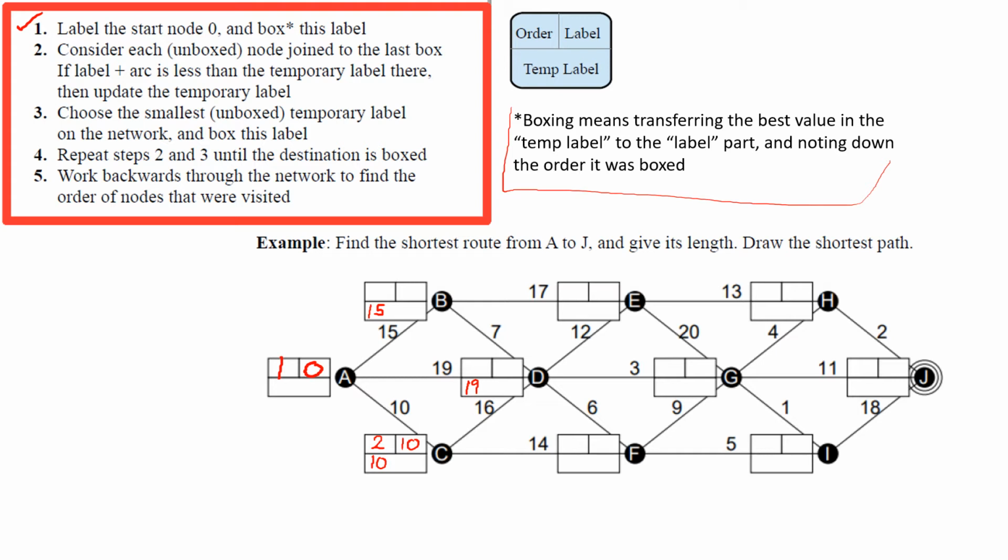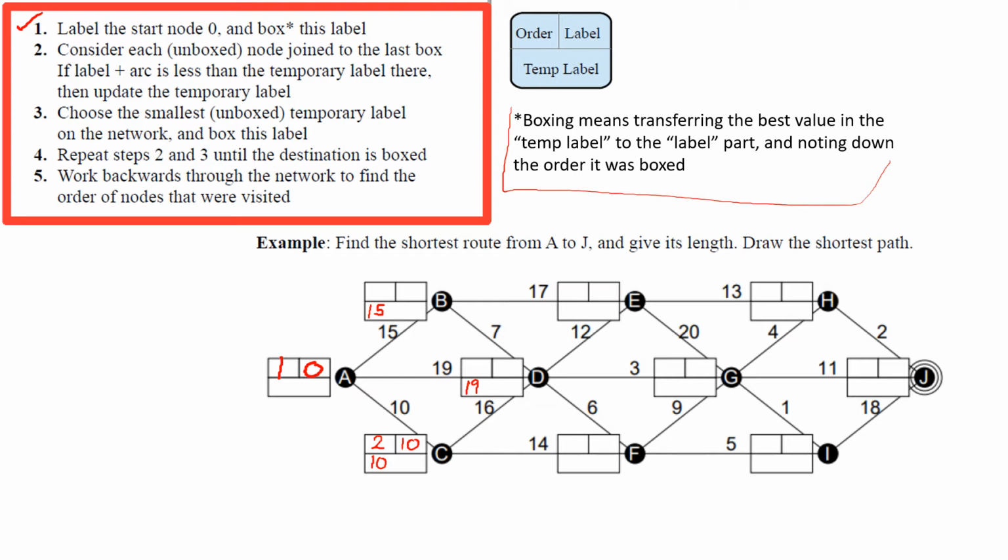Now, that is it as far as Dijkstra's algorithm goes. It's really good because you just repeat that step over and over again. So let's go back to step 2 now. Consider each unboxed node joined to the last box. We're going to consider D and F because they're the ones that are joined to C.